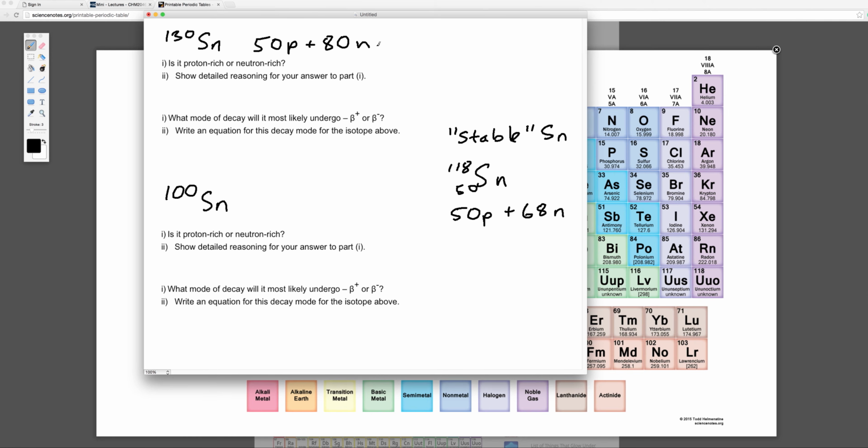Now what I want you to do is look at the neutrons. You'll see it's 80 neutrons. Over here it's 68 for the stable. I think it's fairly clear that there's too many neutrons relative to stable tin, and you would call it neutron-rich.